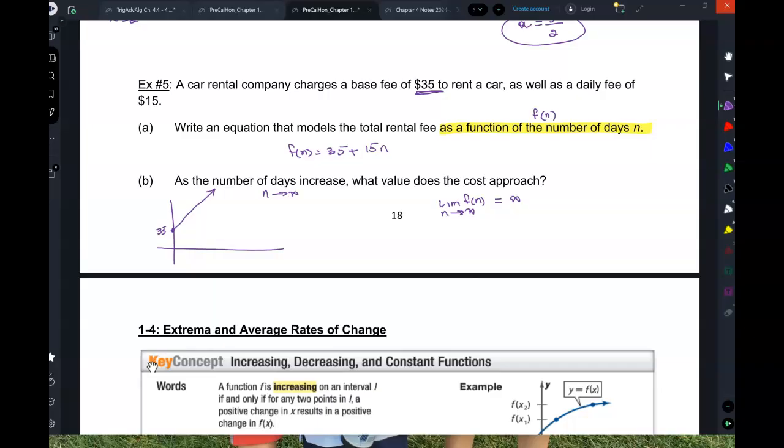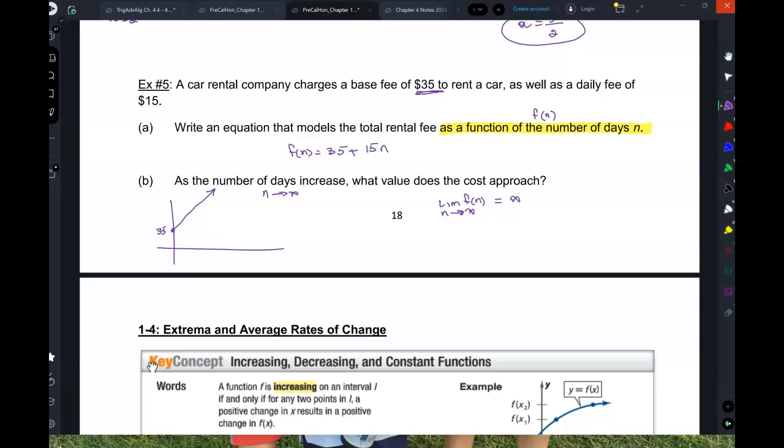Again, on the homework, you're probably going to have one of these problems that is a little bit more complicated to write the equation. But the point is, you write the equation and then you reason out what the limit is going to be. Okay?